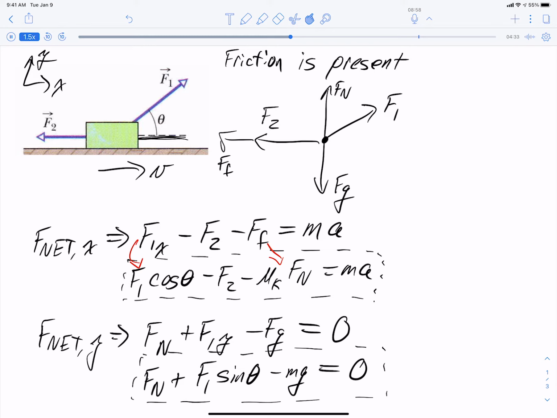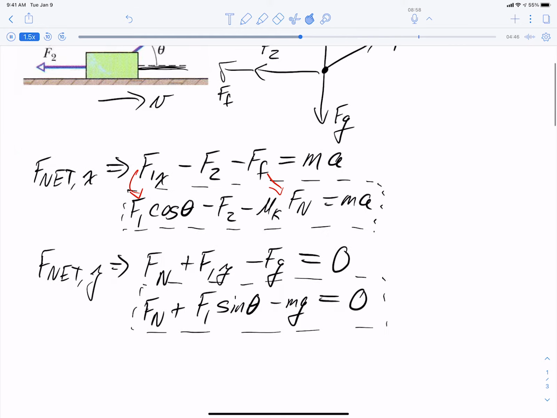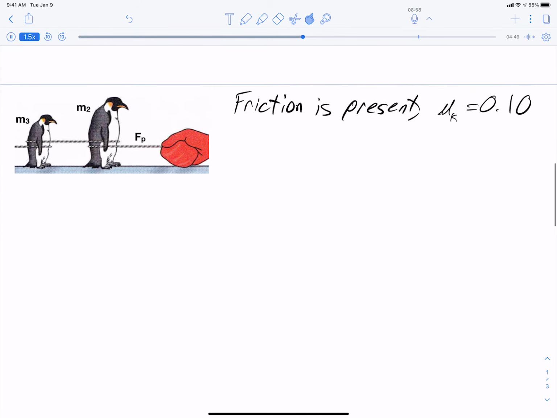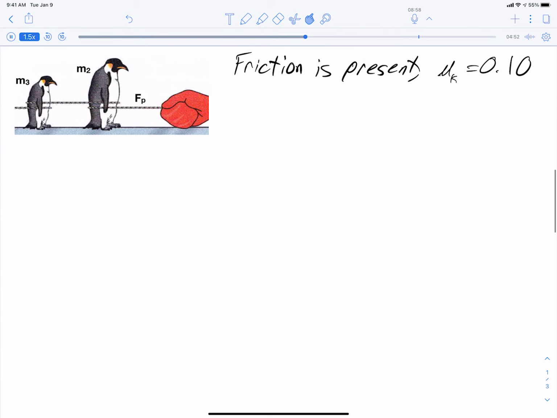Right, so be able to tell me how to draw that free body diagram, and then take that free body diagram and convert it into Newton's second law equations. The other option that you might have is a case where you have multiple objects. So here we have a pulling force that is pulling on that first penguin, and that first penguin is tied to the second penguin. So they're actually labeled as M2 and M3.